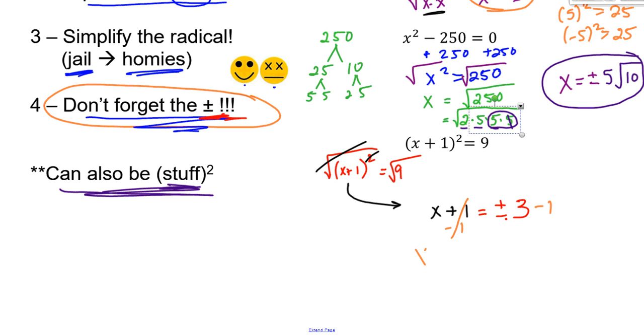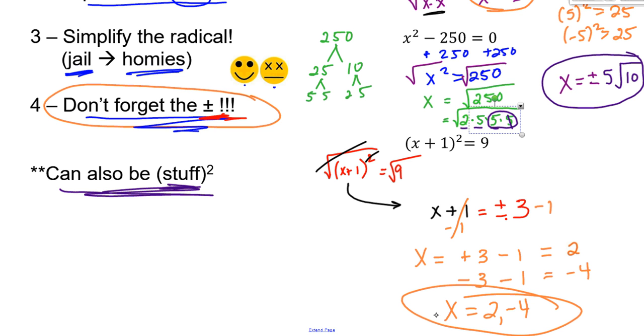So final answers are x equals positive 3 minus 1 or negative 3 minus 1, right? I had a positive 3 version and a negative 3 version, and I broke them up into 2 separate calculations. This one will be 2. This one is negative 4. So x equals 2, negative 4.